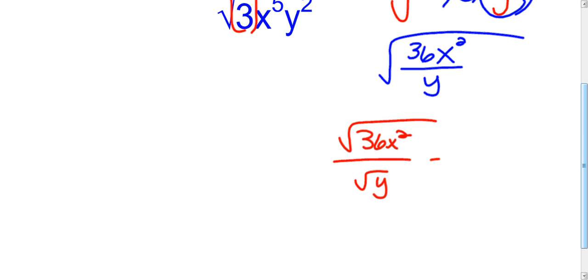The square root of 36 is 6. The square root of x squared is x. So I don't even have a radical anymore. And in the bottom, I have root y, which I can't leave in the bottom.